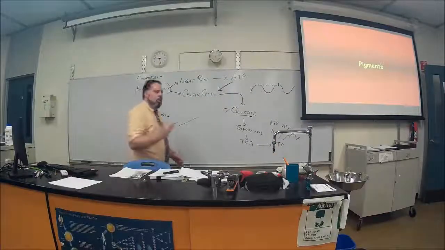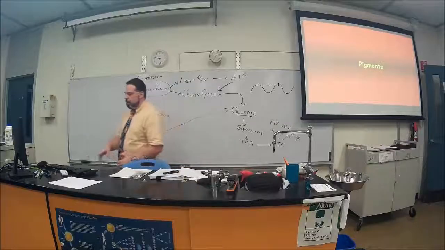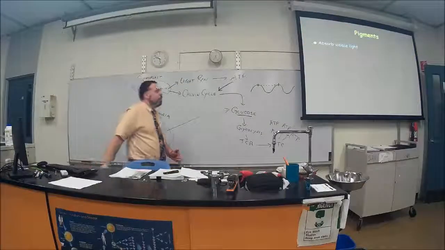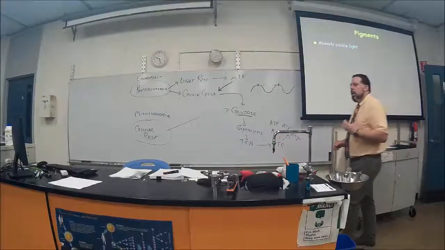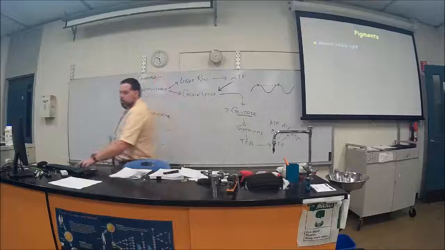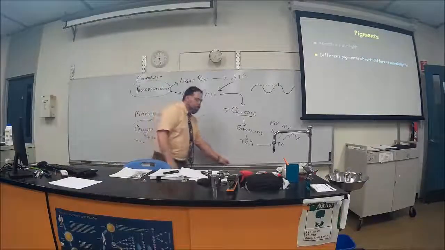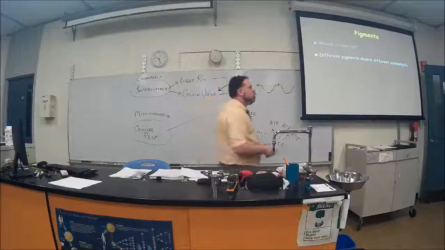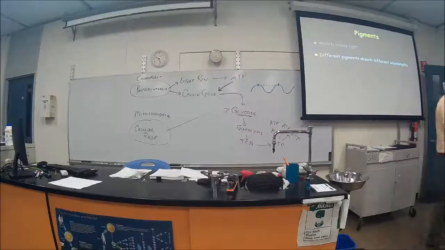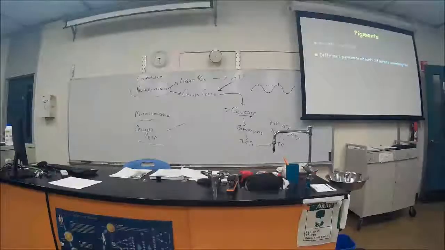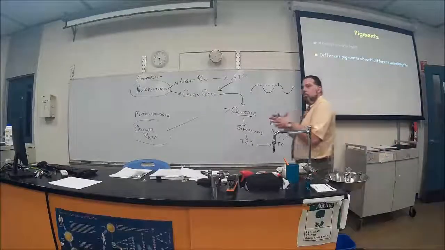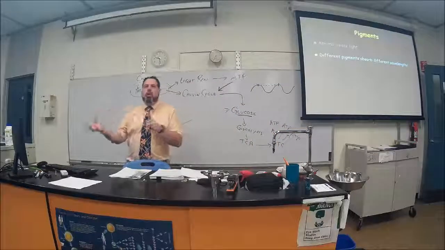All right, so let's talk about pigments, and we'll get back to Roy G. Biv in a second. Pigments are going to absorb visible light. Different pigments, depending on which ones they are, absorb different wavelengths. As you can see, blues and purples have shorter wavelengths, and oranges and reds have longer wavelengths. So certain pigments are going to absorb the wavelengths that are longer or shorter, depending on what there is.